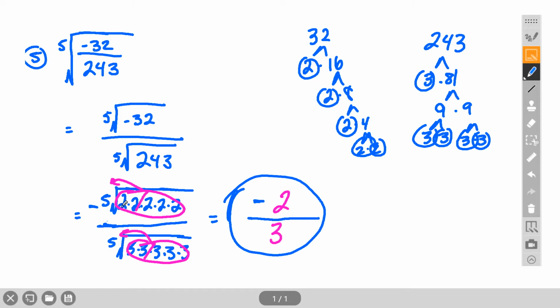Okay, because the fifth root of negative 32 is negative 2, and the fifth root of 243 is 3, because that's 5 3's multiplied together, and that's 5 2's multiplied together.